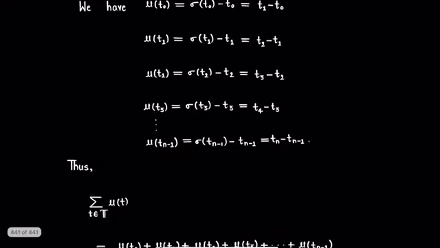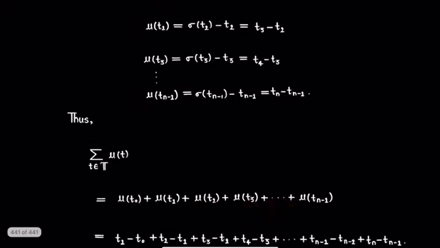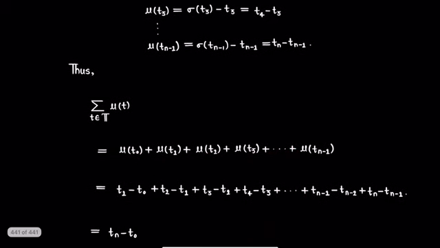Thus we have the summation of mu(t) for each point t in the given time scale T equals mu(t0) + mu(t1) + mu(t2) + mu(t3) and so on, plus mu(t(n-1)). So substituting the values of mu(t0), mu(t1) and so on up to mu(t(n-1)), we get (t1 - t0) + (t2 - t1) + (t3 - t2) + (t4 - t3) and so on, plus (t(n-1) - t(n-2)) + (tn - t(n-1)).